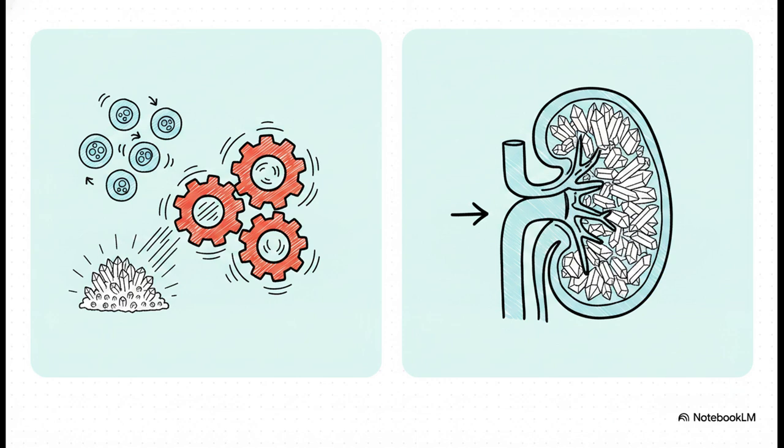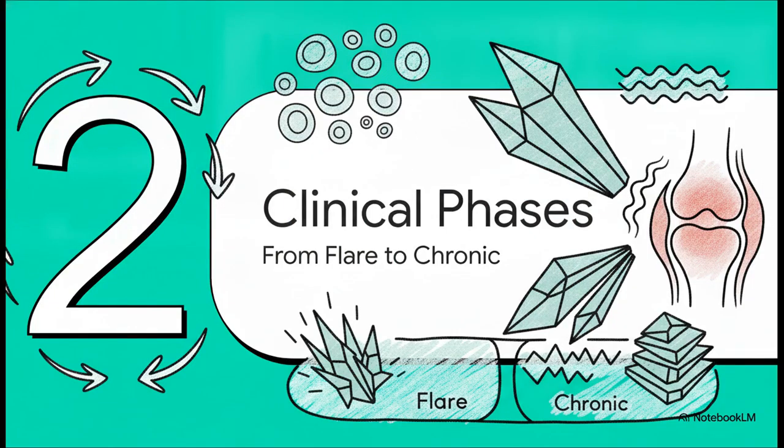Now on the right side, we see the far more common culprit, which is underexcretion. This represents a whopping 90% of cases, and it's primarily driven by impaired clearance of urate through the renal proximal tubules. Moving right along to Section 2, the clinical phases of gout.